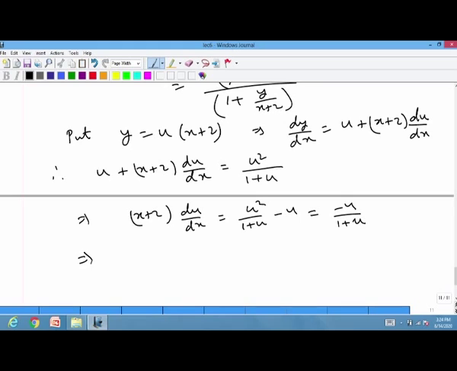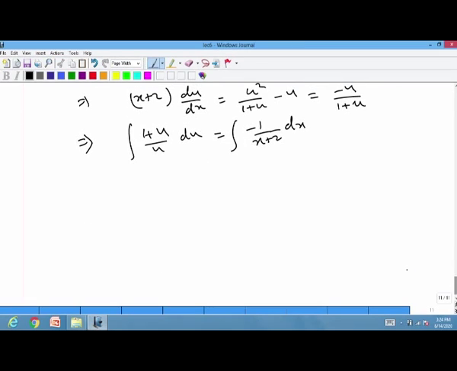So, now we can separate the variables u and x. So, this can be written as (1+u)/u du equal to -1/(x+2) dx. Then we integrate both sides. This implies 1/u du will give log|u|, plus u/u is 1, du, so that is u, equal to -log|x+2| plus c.